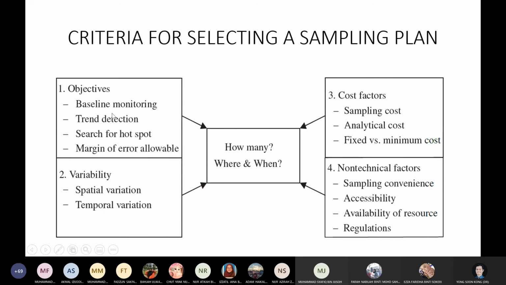But if the pollution does happen, and you want to detect the trends, so these are one of the objectives as well that could happen. Like for example, a year before there was pollution in Pasir Gudang. So right now they're still monitoring the trend, to see if it comes back up or comes back down.